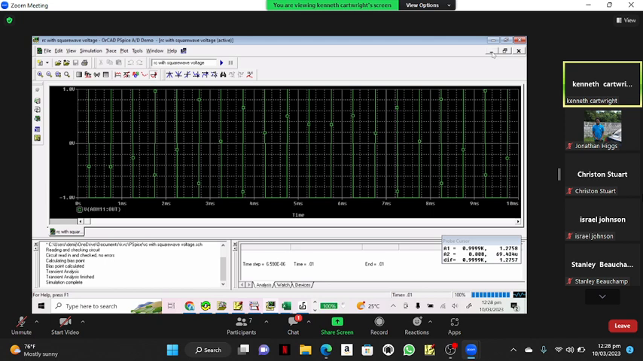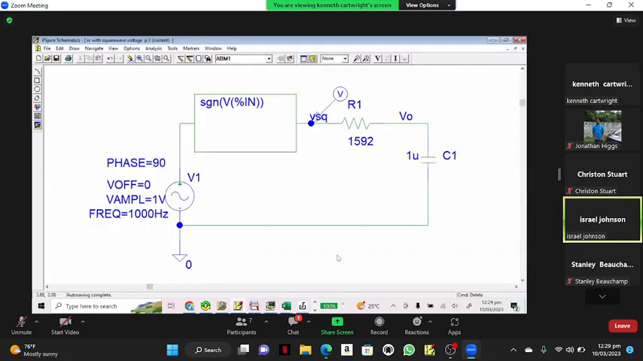So what am I expecting my output to be? There's my input. My input is a square wave. What am I expecting my output to be? A triangular wave. How do I compute, how do I measure what my output should be? How do I measure the theoretical? What's my theoretical output?